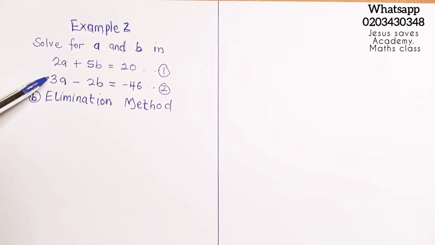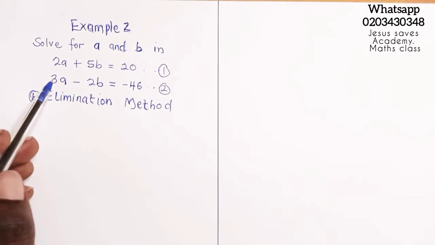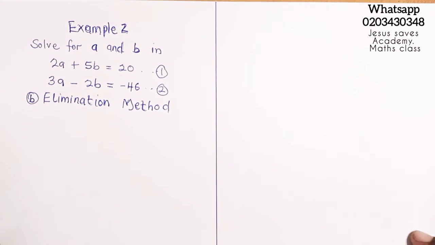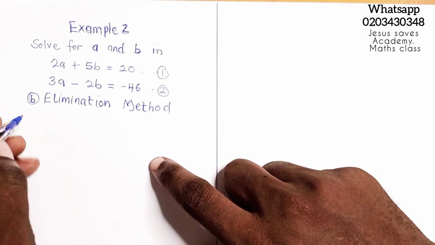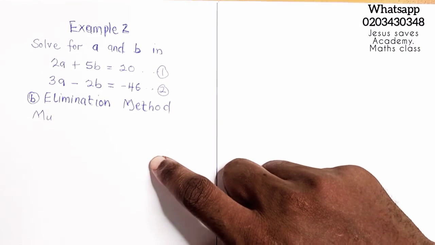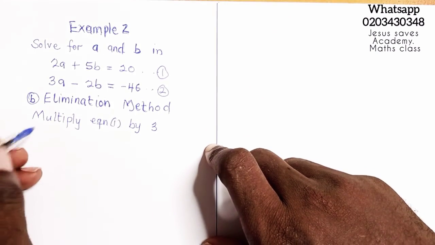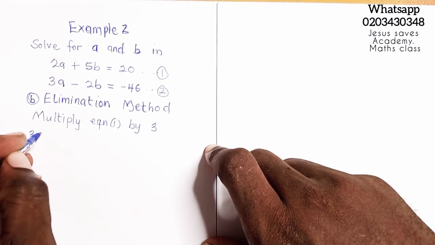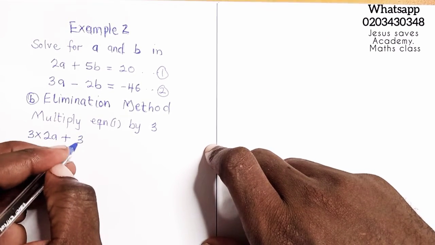So you just interchange them. The 3 will multiply this whole equation, and the 2 will multiply equation 2, and then you will get 6 as a common coefficient. So multiply equation 1 by 3. You multiply each term of equation 1 by 3. So we have 3 times 2a plus 3 times 5b.